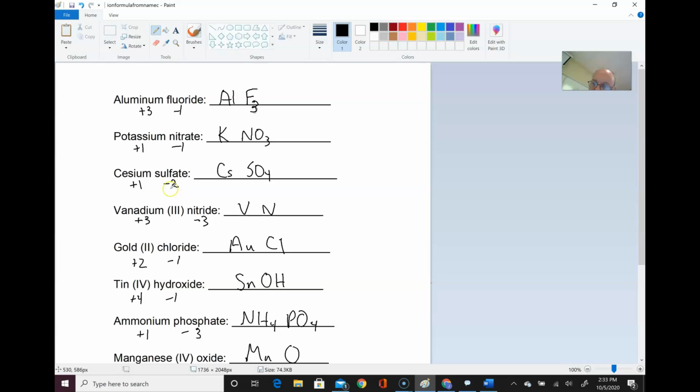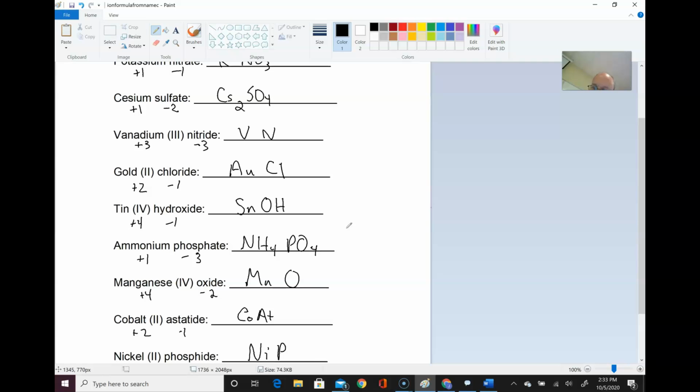If I look at cesium sulfate, you can inspect and say that I'll need 2 positive ones to balance a negative 2, or you can just switch the numbers again, right? Vanadium 3 nitride, they both are the same number, so you don't need to do anything to those. Okay, the subscripts are already equal and you don't need to add one. Gold chloride, you can see by inspection that you'll need 2 negative ones to balance a positive 2, so you can put a 2 there.